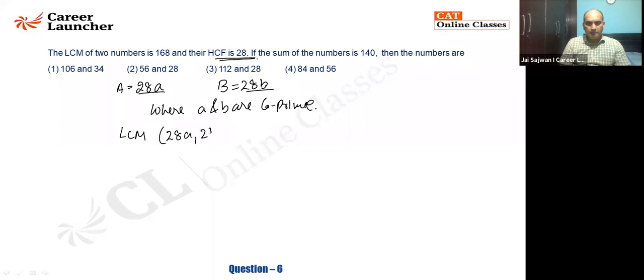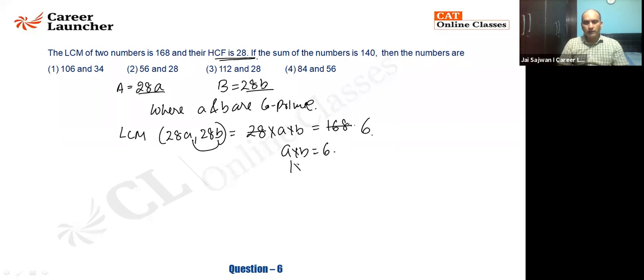28A और 28B का LCM क्या होगा? आपको पता कॉमन वैल्यू तो एक ही बार आती है. अच्छा, A और B में कुछ भी कॉमन नहीं है, तो you will say A into B is equal to 168. Fine. I'll say 6. So A into B is coming out to be 6. And they are co-prime. I can say 1 into 6. देख लीजिए कुछ भी कॉमन नहीं. 2 into 3. These are the two possibilities और कुछ नहीं होगा.